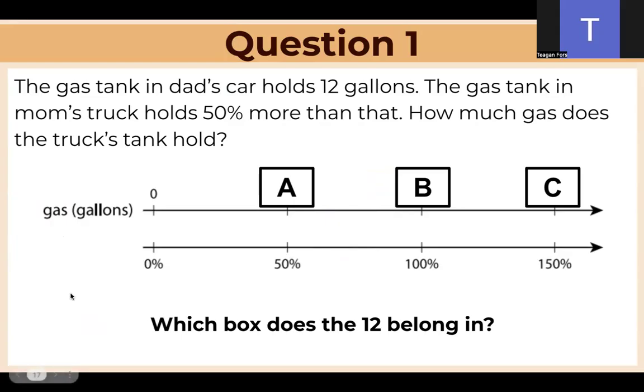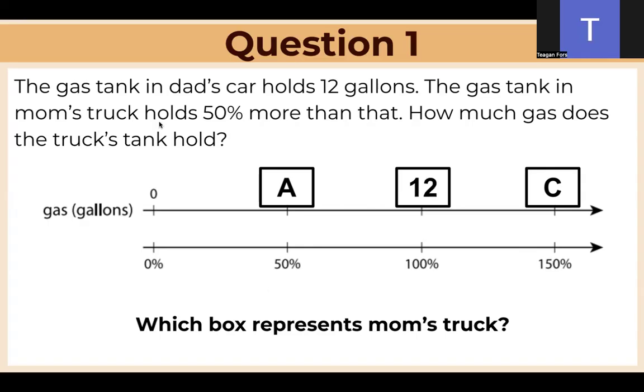The gas tank in Dad's car holds 12 gallons. The gas tank in Mom's truck holds 50% more than that. How much gas does the truck's tank hold? The first thing you need to figure out is which box does the 12 belong in? Box A at 50%, box B at 100%, or box C at 150%.